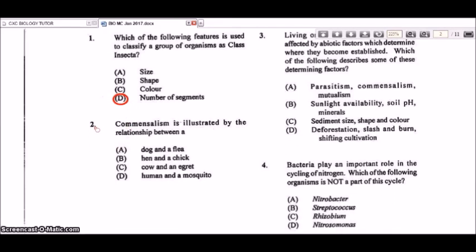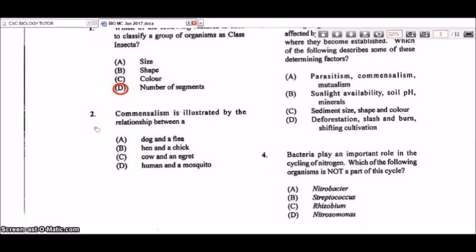Number 2, commensalism is illustrated by the relationship between A. So that would have to be the cow and the egret, where one benefits and the other is not suffering. So the cow is the one that would not suffer or would not benefit, while the egret would be able to get its food from when the cow moves around in the grass and stirs up like the little insects in the grass. So that would make the insects available for the egret to use. So the egret is the one benefiting, the cow is not and is not being harmed.